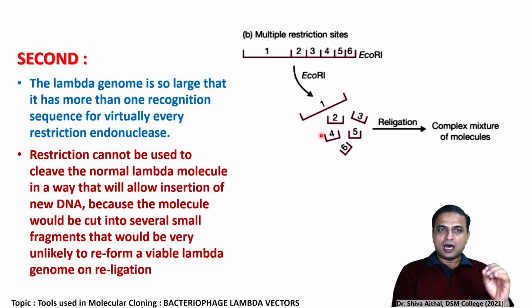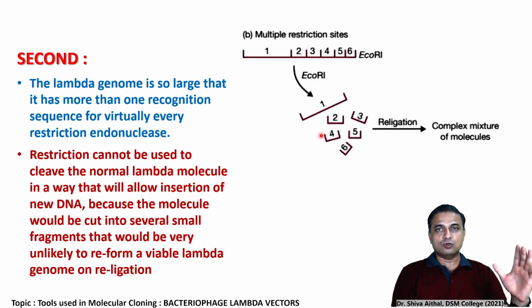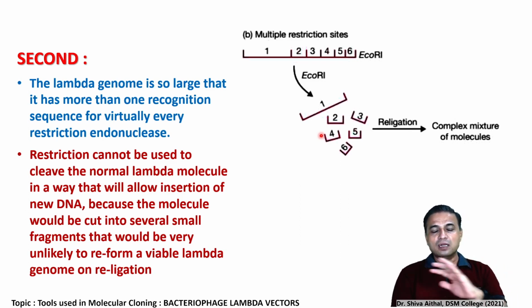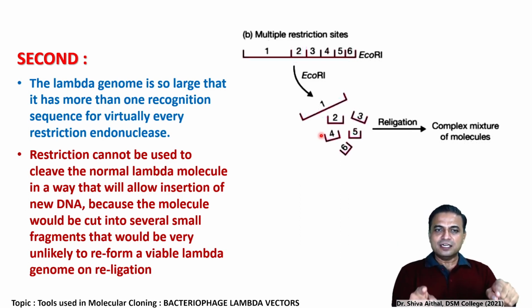The lambda genome is so large that it has more than one recognition sequence for virtually every restriction endonuclease which can be used here. The example given is EcoR1, but you can use any restriction endonuclease enzyme and it has multiple recognition sites. This restriction cannot be used to cleave the normal lambda molecule in a way which will allow the insertion of new DNA, because the molecules will be cut into multiple small fragments and they will be very unlikely to form a viable lambda genome on religation.